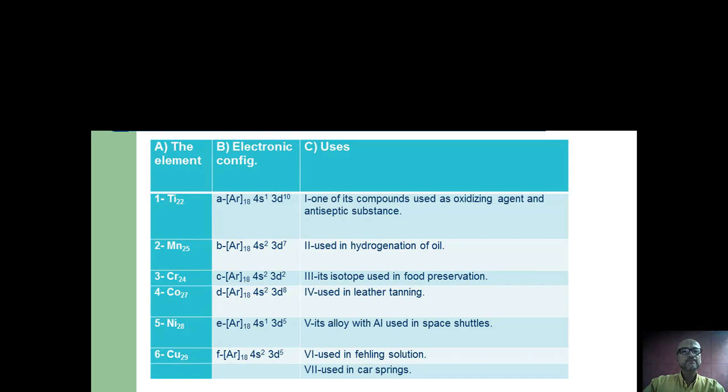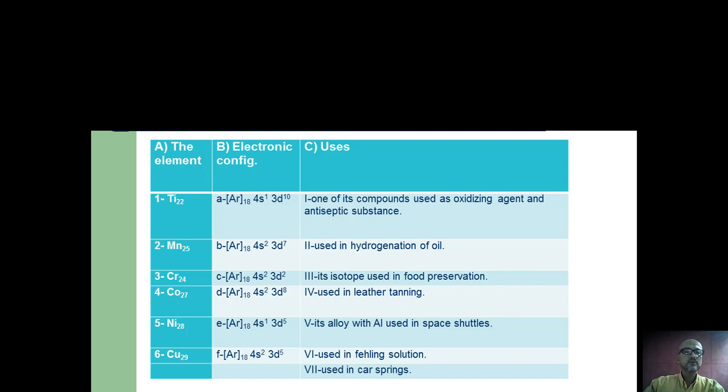Nickel 28 will be, yes, D after argon for S2 3D8, and nickel is used in, yes, excellent, hydrogenation of oil. This is a chemical reaction happening in converting oil to fat. So 5 with D with double R.